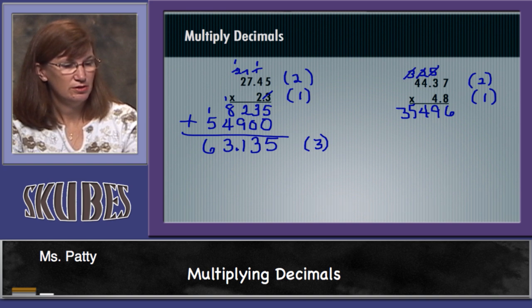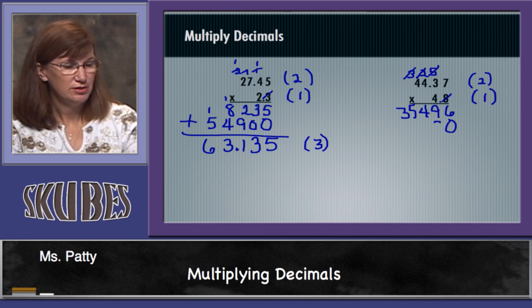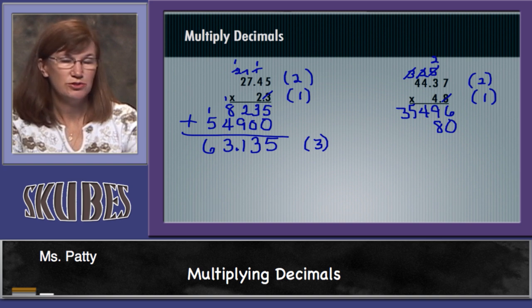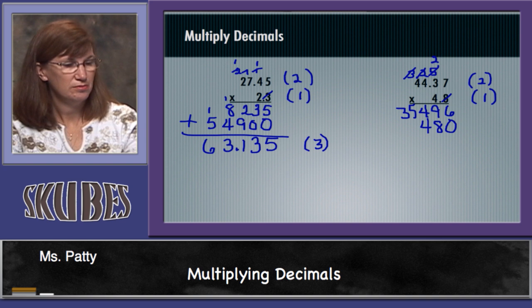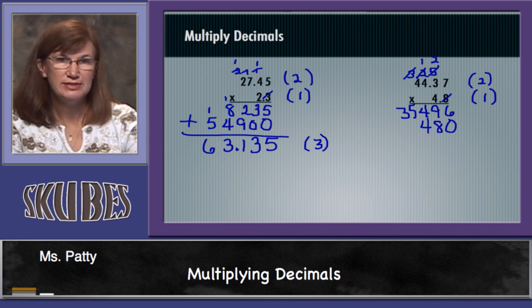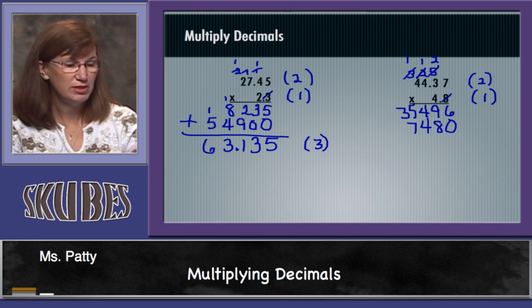All of these, done with our 8, put a 0 in your ones house. 4 times 7 is 28. 2. 4 times 3 is 12, plus 2, 14. 4 times 4 is 16, plus 1, 17. 4 times 4 again, 16, plus 1 is 17 again.